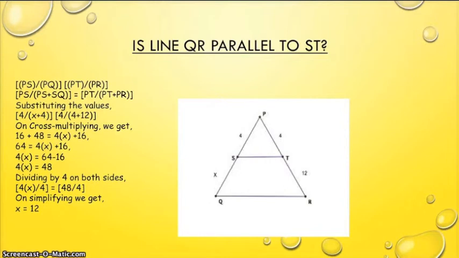On cross multiplying, we get 16 plus 48 equals 4 times x plus 16. 64 equals 4 times x plus 16. 4 times x equals 64 minus 16. 4 times x equals 48. Dividing by 4 on both sides, 4 times x divided by 4 equals 48 divided by 4. On simplifying, we get x equals 12.